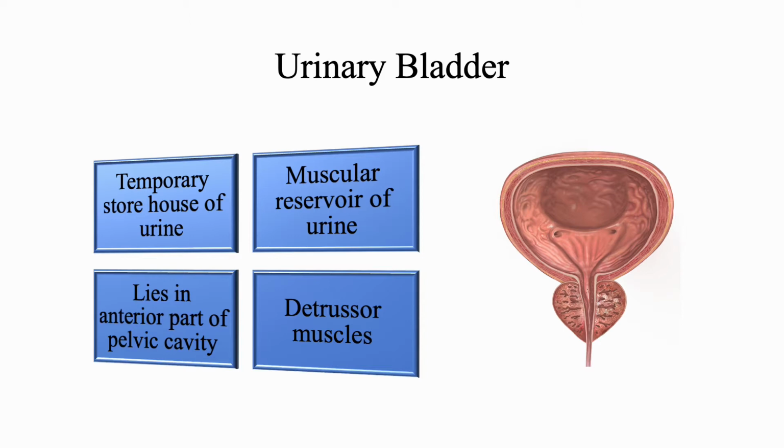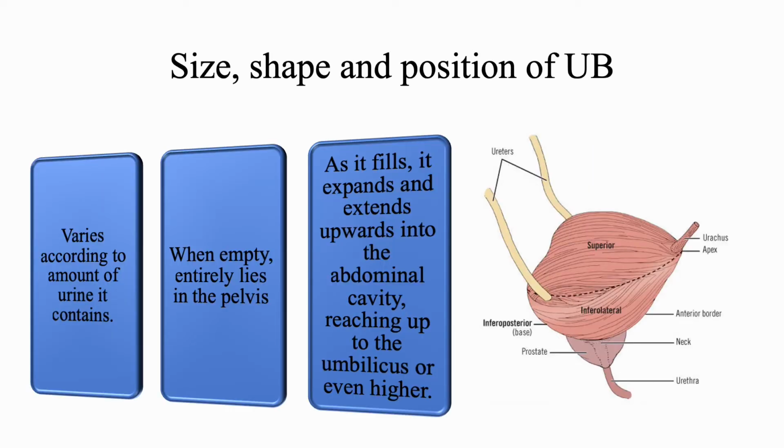It is a muscular reservoir of urine, and it lies in the anterior part of the pelvic cavity, composed of the detrusor muscle. Talking about size, shape and position, the size varies according to the amount of urine it contains. When the urinary bladder is empty, it lies entirely in the pelvis, but as it fills with urine, it expands and extends upwards into the abdominal cavity, reaching up to the umbilicus or even higher.